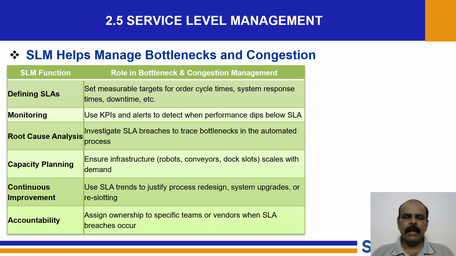Then root cause analysis. When there is any deviation with respect to the service level agreement, somebody has promised to deliver the product within 5 minutes. If they are unable to do so, investigate what is the reason for such non-compliance. It was an agreement, a mutual win-win situation between both supplier and receiver. Why are you unable to do it?